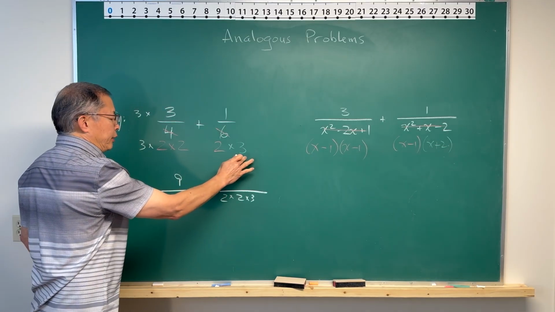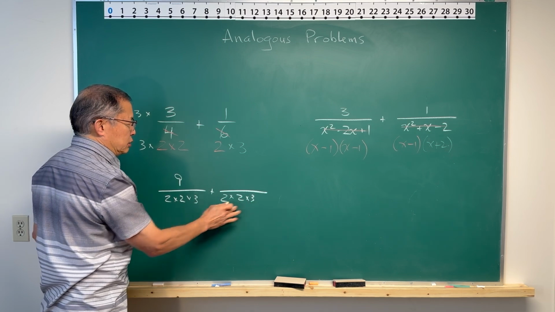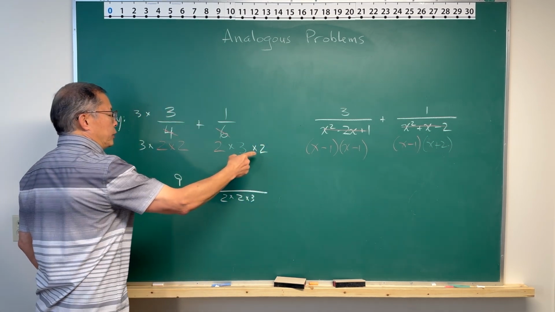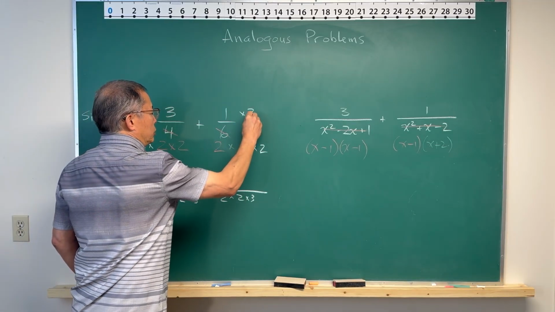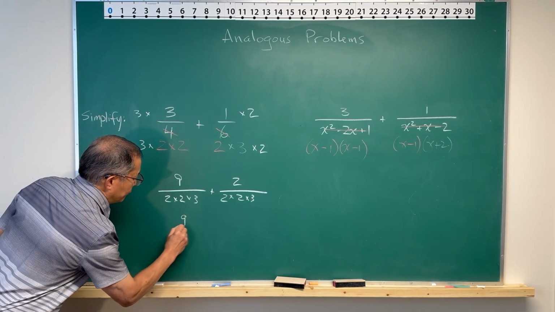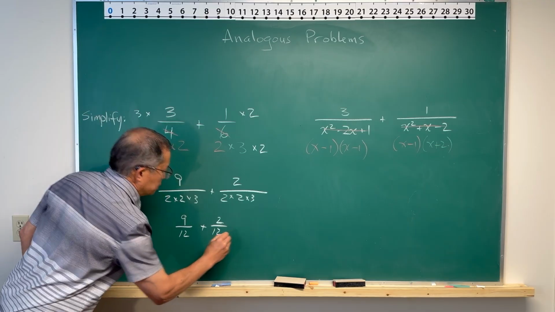What is this denominator missing? If I count the factors, it's got a 2, it's got a 3. It still needs another 2. So I need to multiply this one by a 2. If I multiply a 2 into the bottom, I need to multiply a 2 into the top. So now I have 9 twelfths plus 2 twelfths.